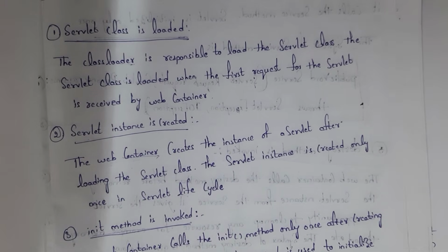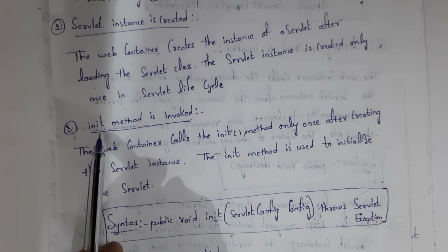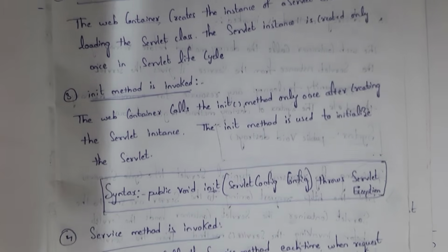After creating an instance of the servlet, next is the init method. This is the first step. In the init method, we will create the servlet. For that, we need to write the syntax: public void init, where init stands for initialization. In the initialization phase, we will configure the servlet: ServletConfig throws ServletException. This is the syntax for the init method.